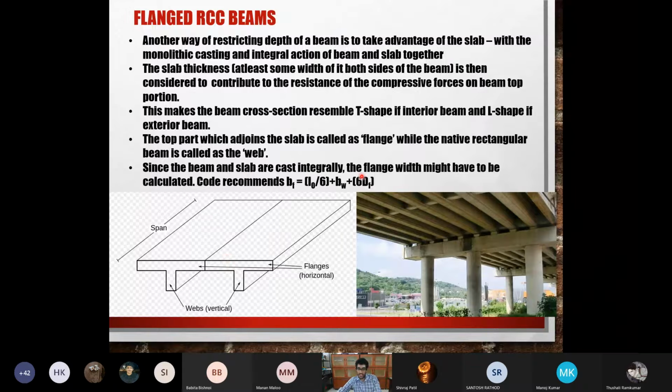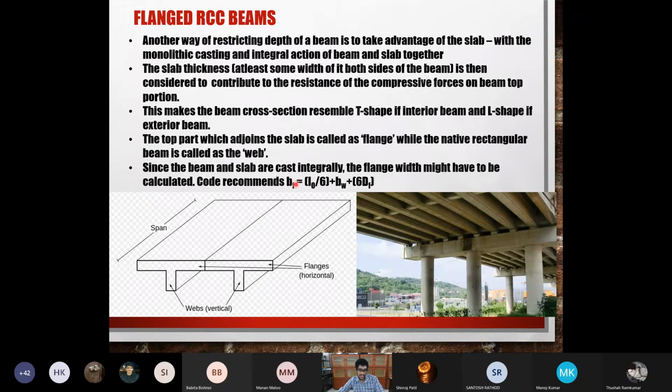Since the beam and slab are cast integrally, the flange width might have to be calculated, meaning that, for example, this much width of slab. If the spacing is too much, you may not be able to consider the entire width. It will not be effective. So there are some code recommendations saying that if you have a very large flange, you may have to actually see how much of it can be used for this calculation.